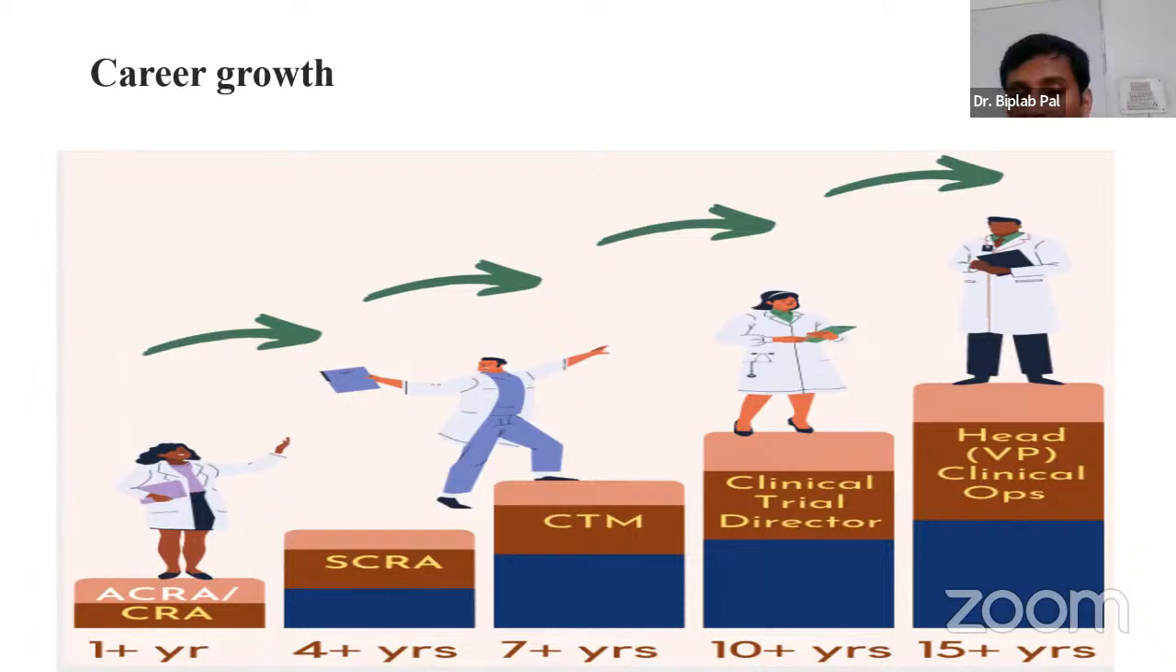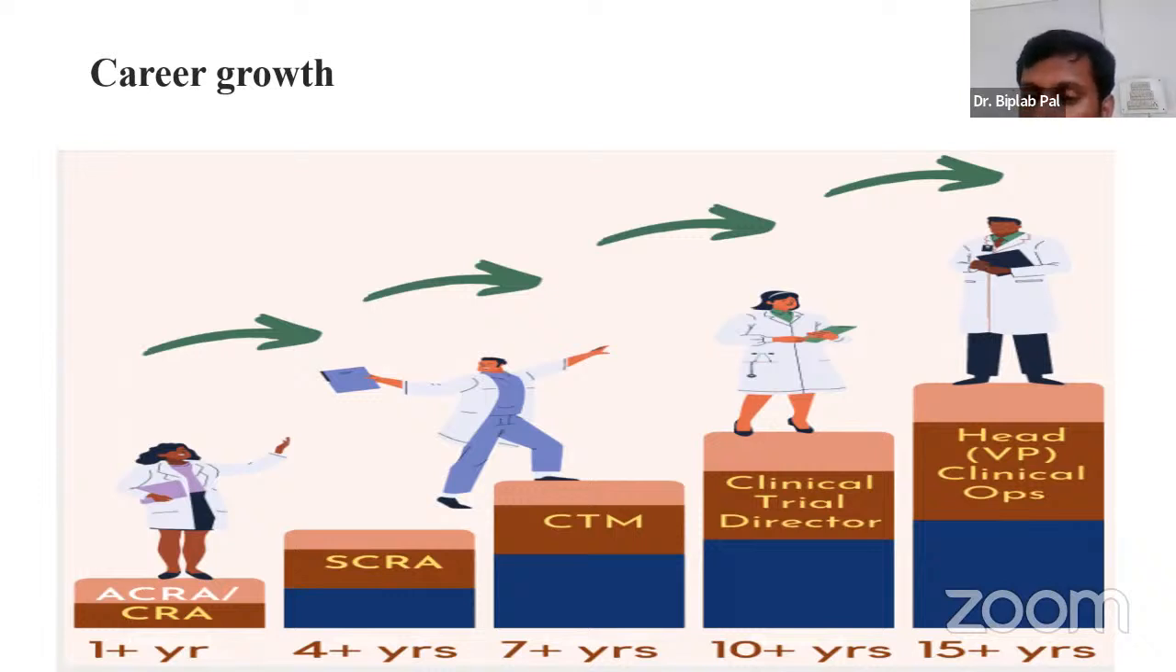Many CRCs, after 1 or 2 years of experience, are shifted to CRA. So you can see CRA at 1+ years of experience, then 4+, we call it senior CRA, then clinical team lead, then CTM, clinical trial manager, then clinical trial director, then vice president, clinical operations. Clinical operations is what we call all these activities: CRC, CRA, hospital management, patient recruitment. All these activities are done by that department called clinical operations.